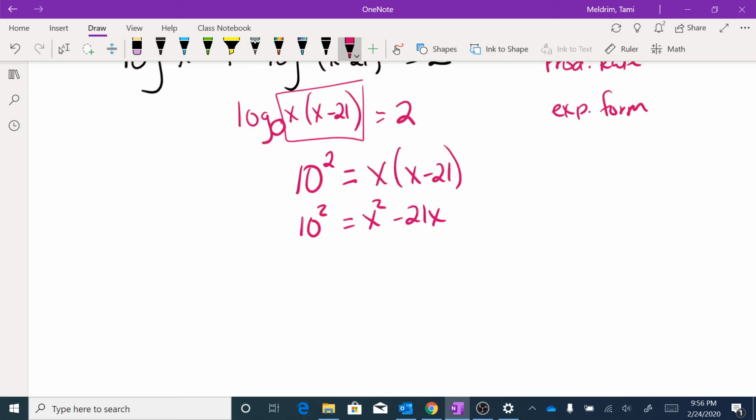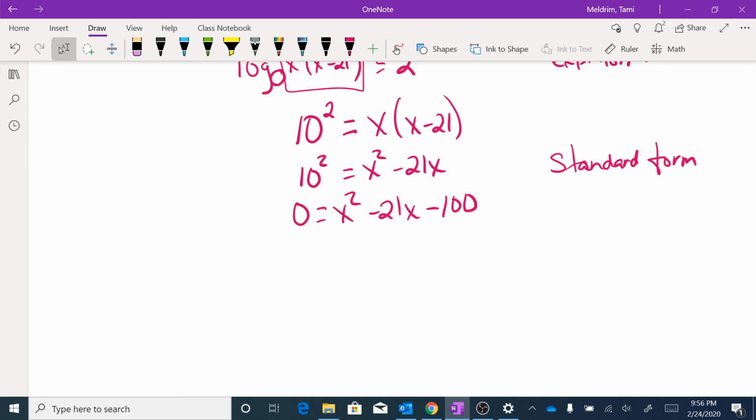What kind of equation do I have? I see that x squared. I have a quadratic, so we're going to put it in standard form so we can solve a quadratic equation. Maybe we can factor it. If we can factor it, that would be the easiest. Otherwise, we also can use the quadratic formula. So subtract 100 from both sides. I have 0 equals x squared minus 21x minus 100. Everybody see that? All I did was put my quadratic in standard form.